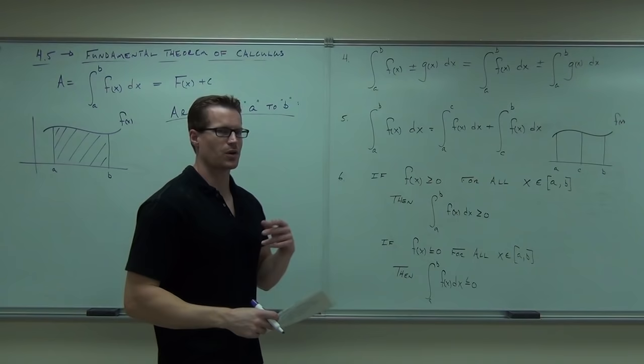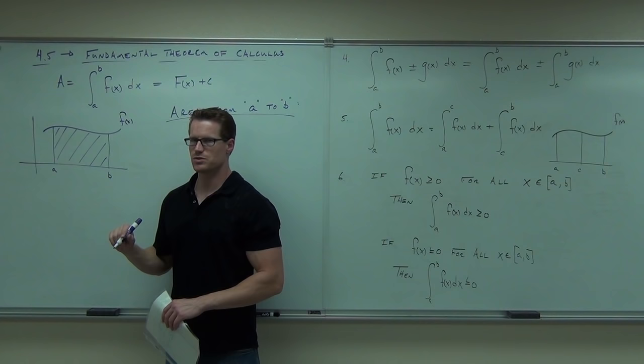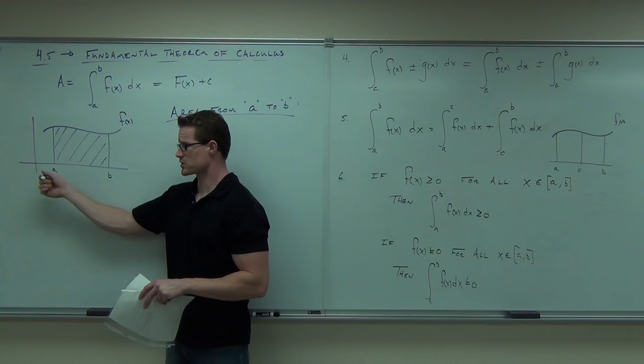Here's how we're going to think of it. Could you find the distance from A to B? How would you do it? You would do B minus A. If this was 10 and that was 3, you'd do 10 minus 3, right? We're going to do basically the same thing.